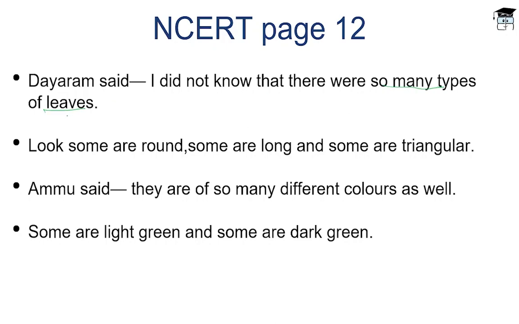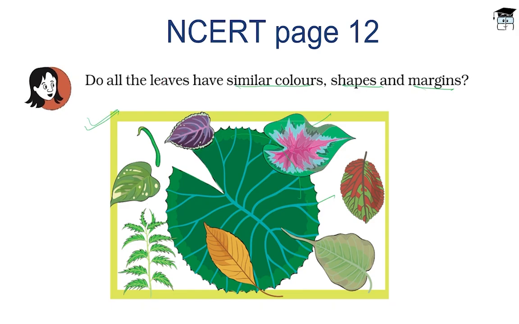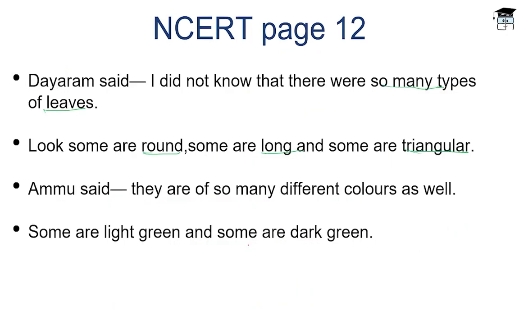When all of these children collected these leaves, Dayaram said, I did not know that there are so many types of leaves. Look, some are round, some are long and some are triangular. Now students, if you look, this leaf is a round leaf, right? And this leaf is a triangular leaf. Similarly, this leaf is a long leaf. That is what Dayaram said: look, some are round, some are long and some are triangular.